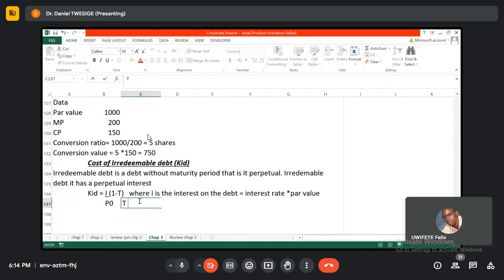Excuse me, lecturer, on that correction of conversion value, 750 means what? It means that is the value at which the debt can be converted, if you convert into shares. In shares, that would be the value. This is the value you will be given. Yes, you will substitute your debt with shares.